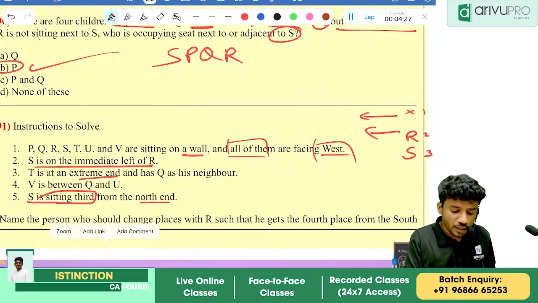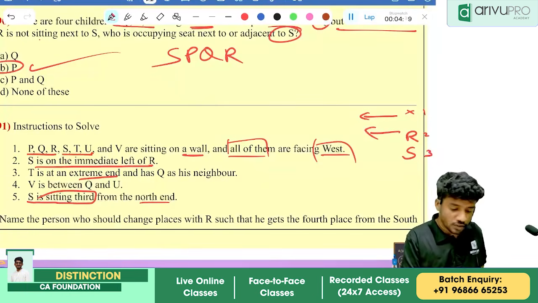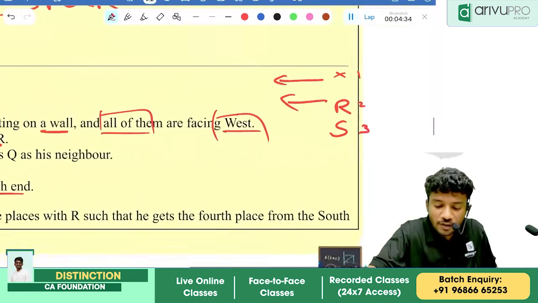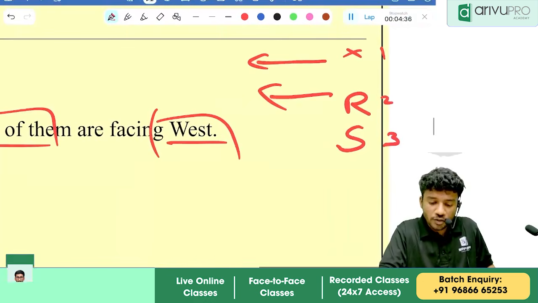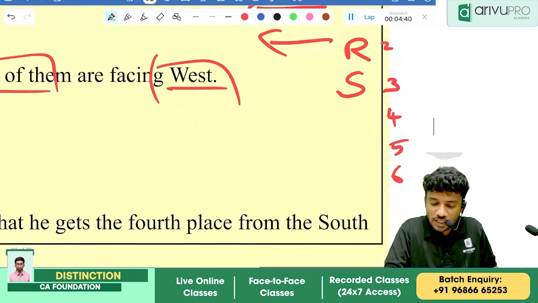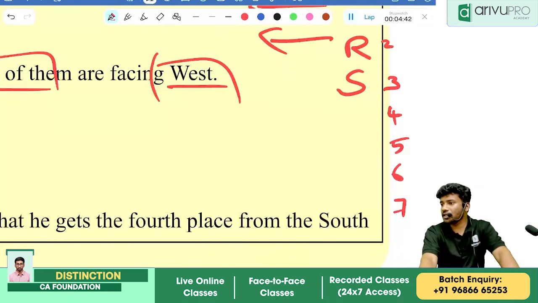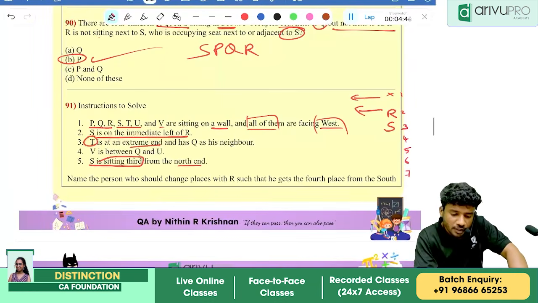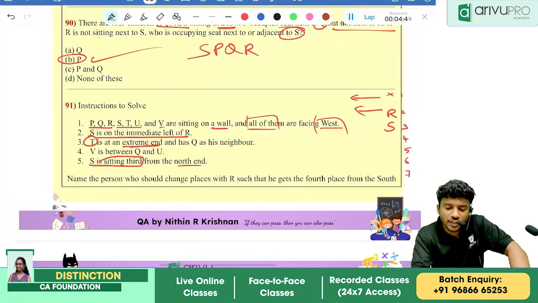In total how many people are there? 3 plus 3 is how much? 6. 6 plus 1 is how much? 7. In total 7 people are there. So I will write 1, 2, 3, 4, 5, 6, and then the 7th person is there. Till now everything is fine for you? Now what do you know about T? T is at an extreme end and Q is the neighbor.